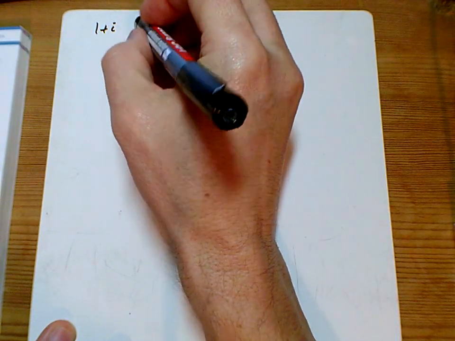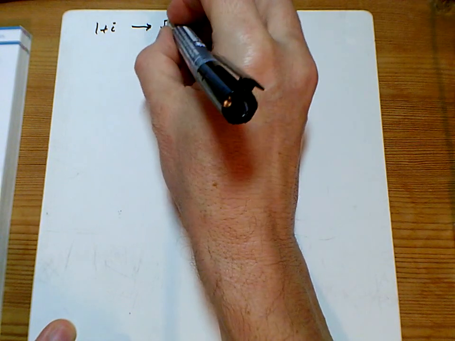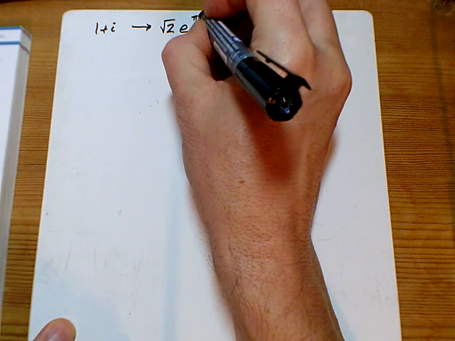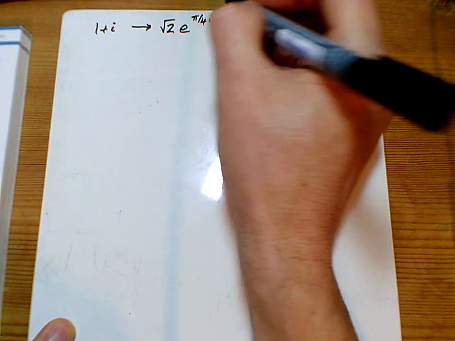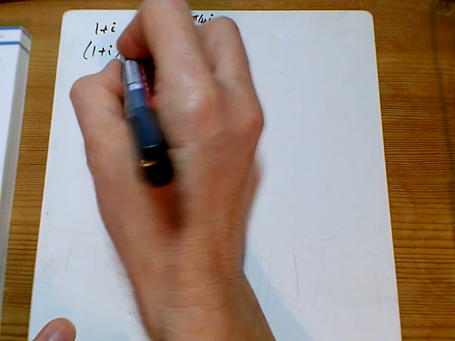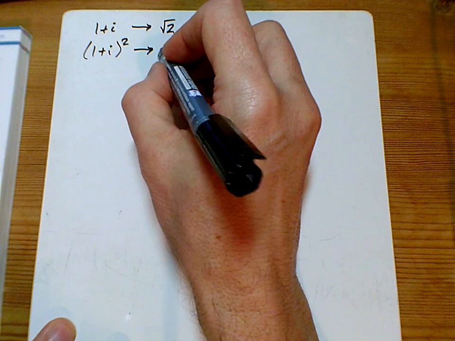So I've got 1 plus i here to start with. Let's change that into its modulus argument form. So that's going to be root 2 e to the pi over 4i. And if we square it, so 1 plus i all squared, that means we're just going to get this squared.